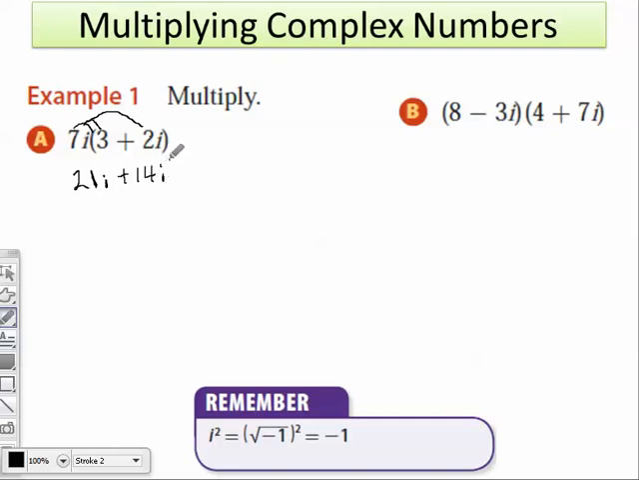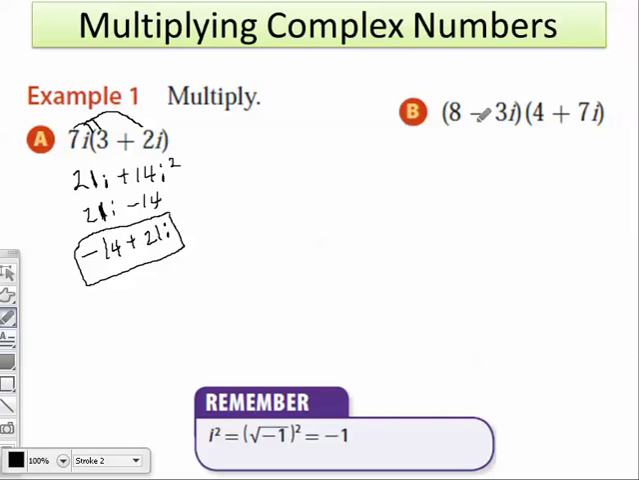14i squared. Well, what's i squared? That's going to be a negative 1. So this is going to be a negative 14. 21i minus 14. You know what? That should be written as negative 14 plus 21i. That's the correct order to write them. And that would be my answer that I would have for this one.